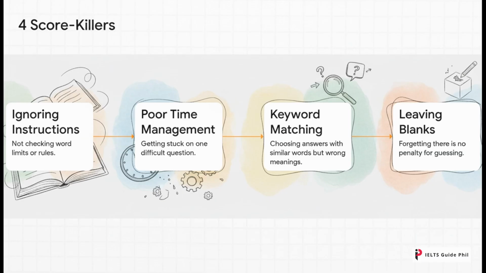Now pay really close attention to number 3, keyword matching. This is a classic trap. The text might say, the project's outcome was uncertain, but a tricky answer option will say, the project had an uncertain beginning. The keyword is there, but the meaning is completely different. And finally, always guess. A blank answer is a guaranteed 0.